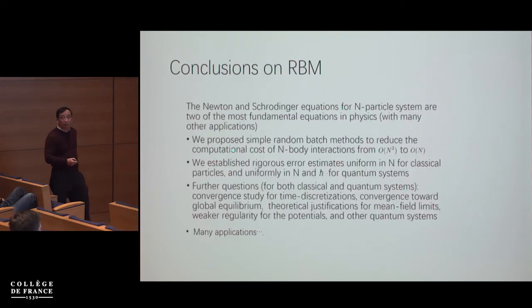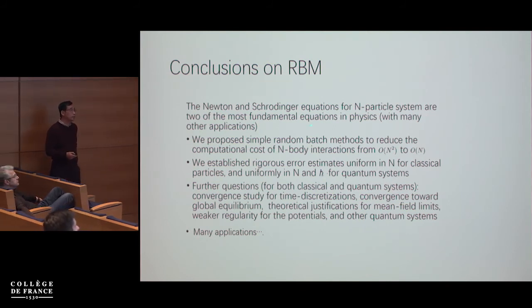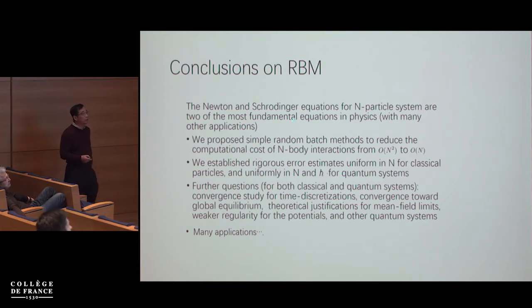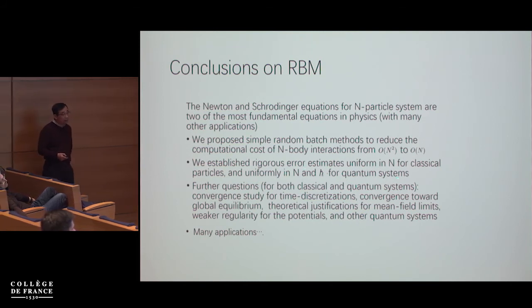So to conclude this part on random batch, essentially we know that the Newton equation and the Schrodinger equation for n-particle systems are two of the most fundamental equations in physics, right, with many, many applications. And we proposed a very simple random batch method to reduce the computational cost of n-body interaction from order n squared to order n. And we have error analysis. In the classical particle system, the error is independent of n, while for the quantum one, if you do this average first marginal, you get the error estimate uniformly in n and h bar.